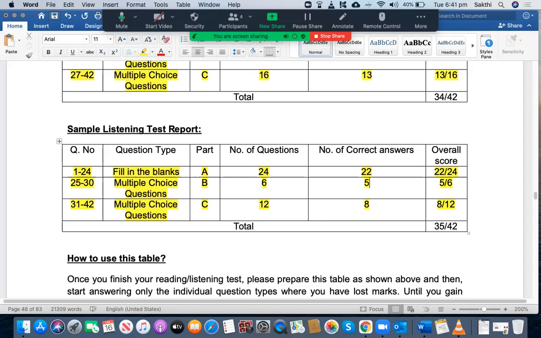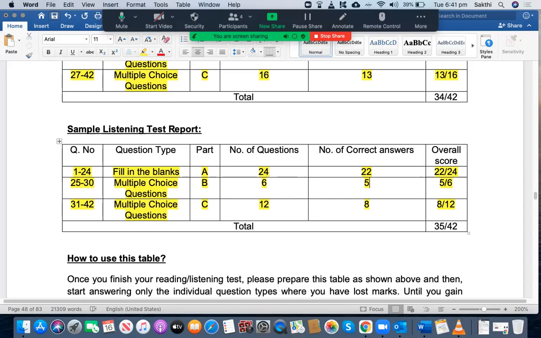So look at this, 31 to 42. They are the multiple choice questions once again, and they are falling under part C. And we have got 12 questions here. If you have got 8 out of 12 correctly, then it's still good. I'm very happy for you.